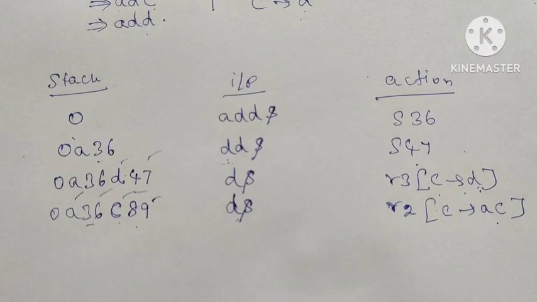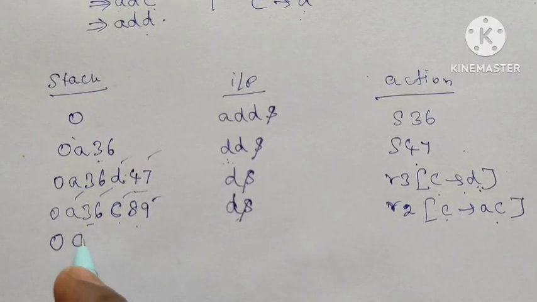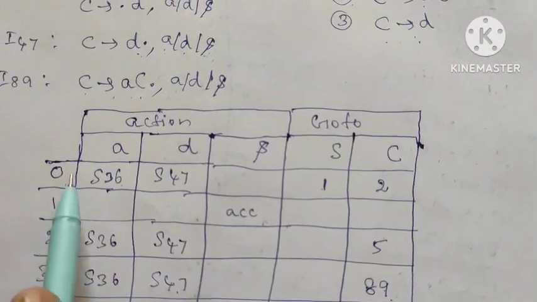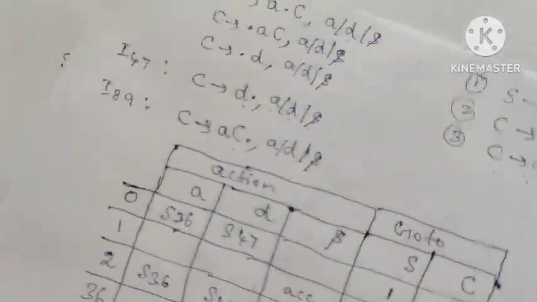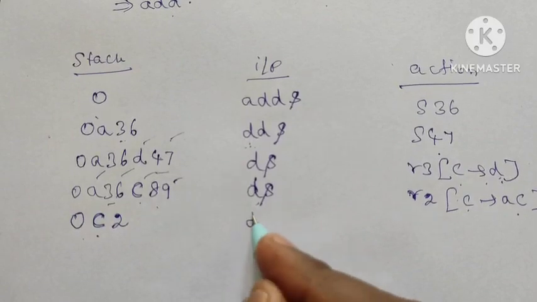So what is remaining? 0 will be remaining, and push C inside the stack. On the left side you have 0, on the right side you have C. Go to the parsing table and see what is the output. 0 and C meet here at 2. Write 2 inside the stack.